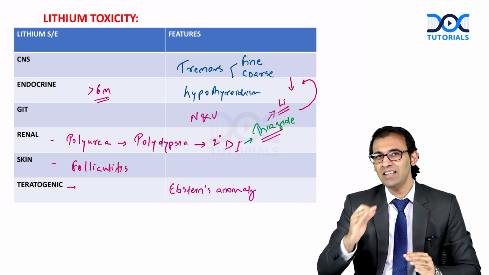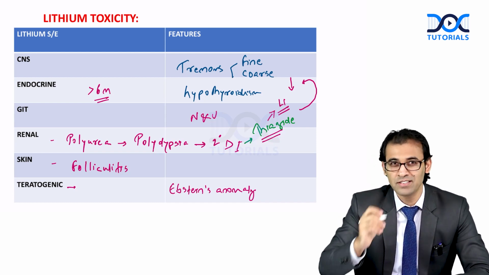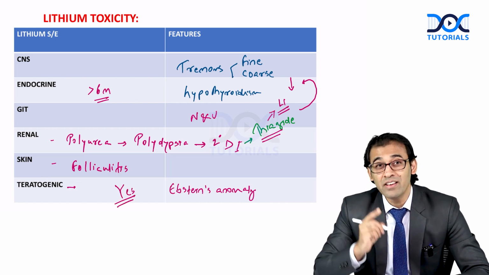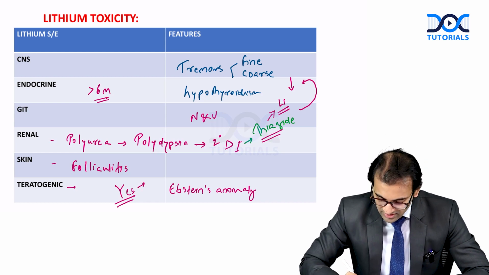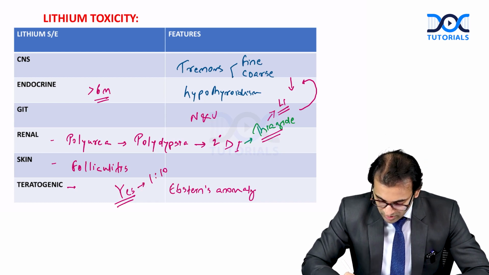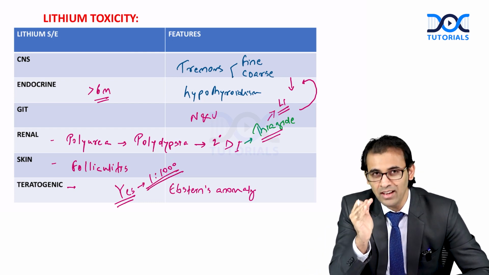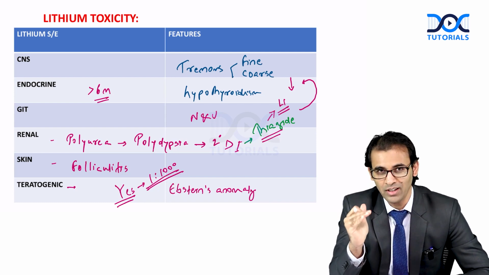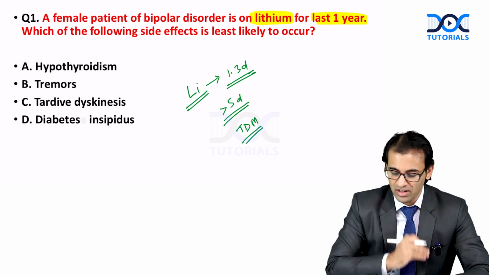My question is, can lithium be given during pregnancy or not? Answer is yes. Please mention it. Because the risk of Ebstein anomaly is very, very less. The risk of Ebstein anomaly is 1 in 1000. So remember here, if it is needed, yes, it can be given with drug monitoring. Okay, now let's see all the options one by one and we can easily rule out.